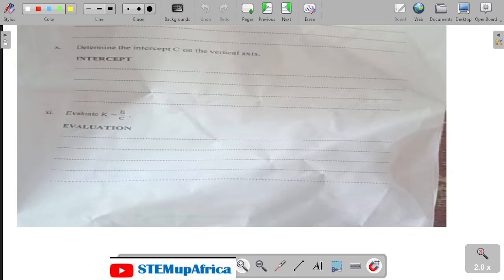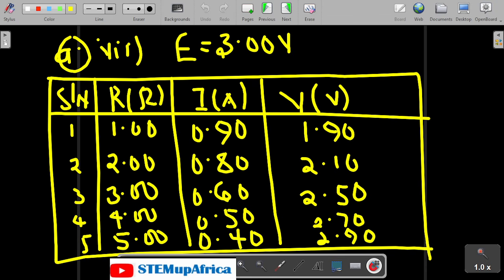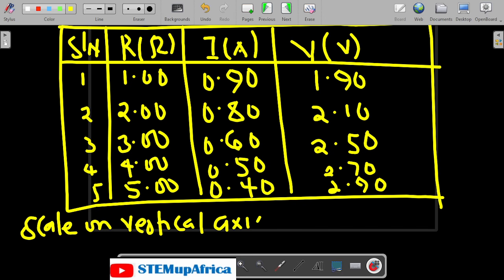Then let's see what the next question says. So from there it says plot the graph of V on the vertical and I on the horizontal. So V is on the vertical. Before then we need to take our scale. Let's take our scale for V and for I. So I will write scale on vertical axis. V in volts.